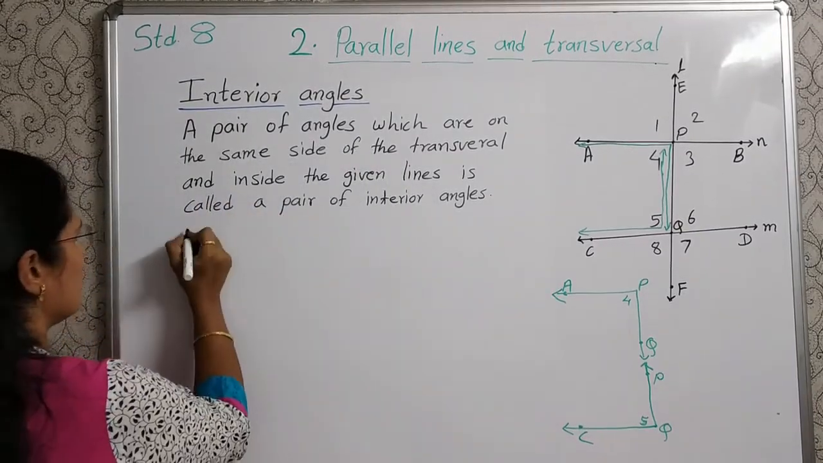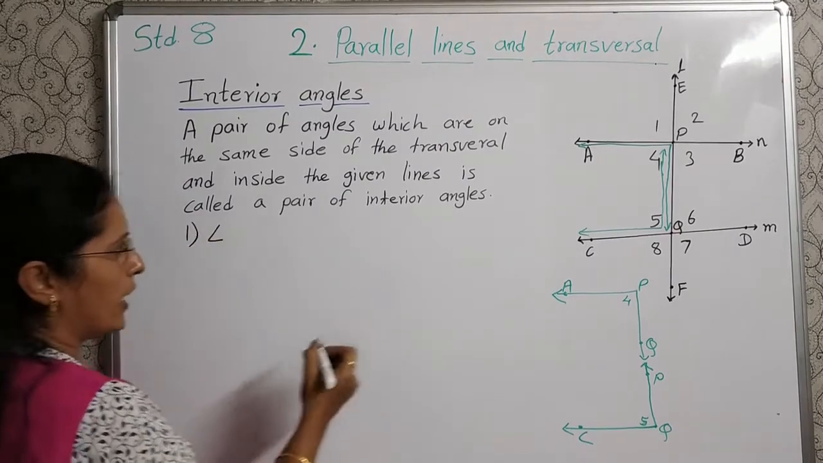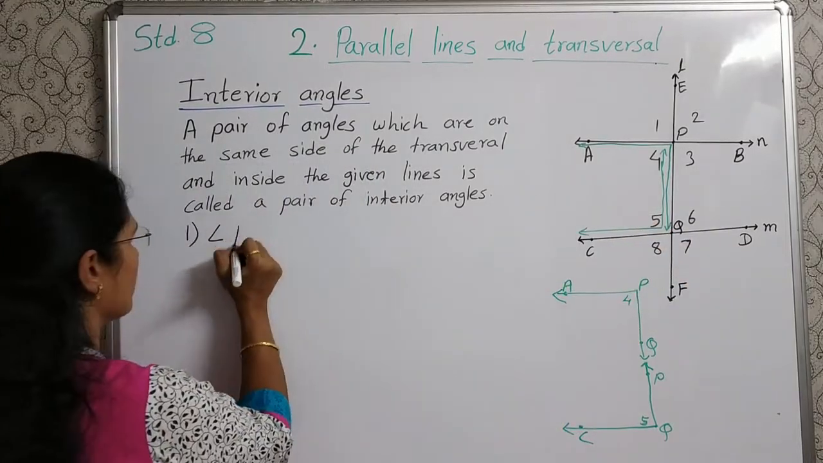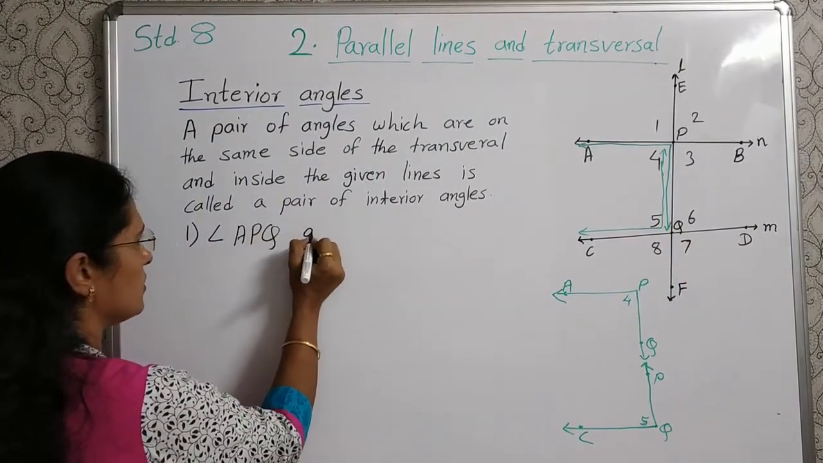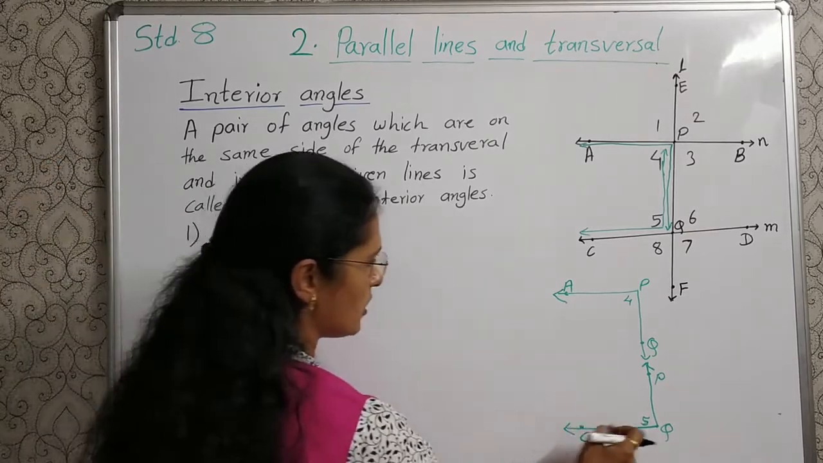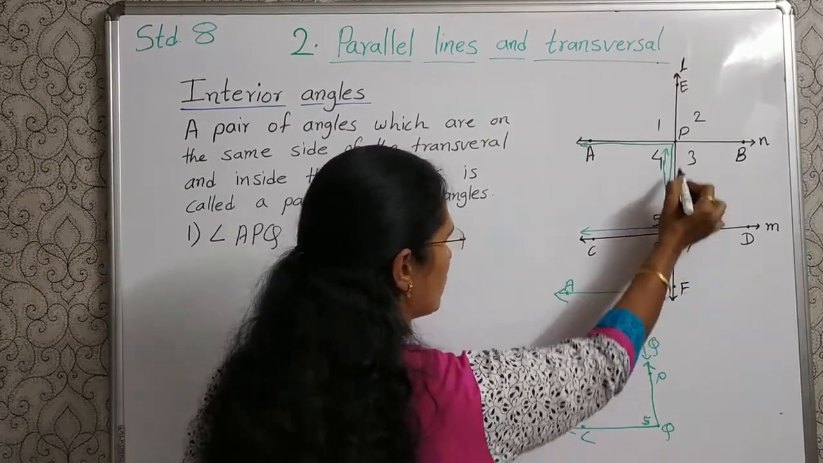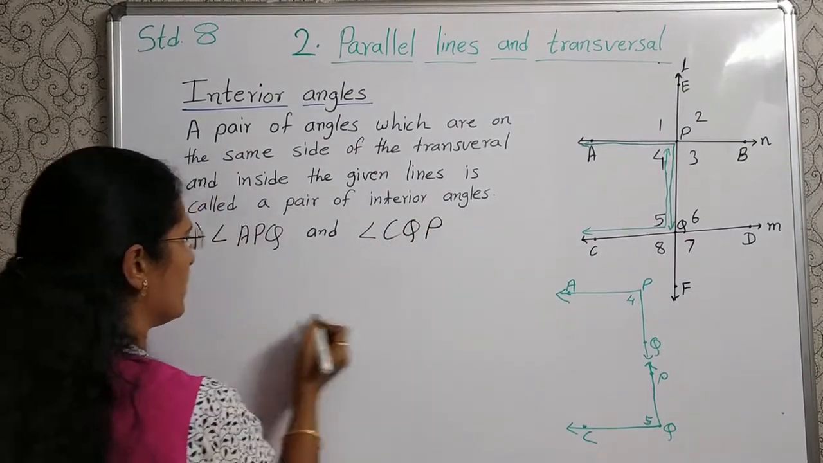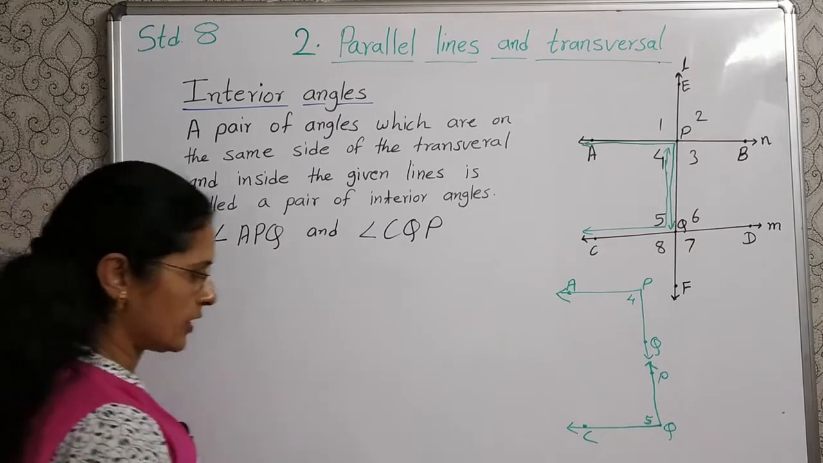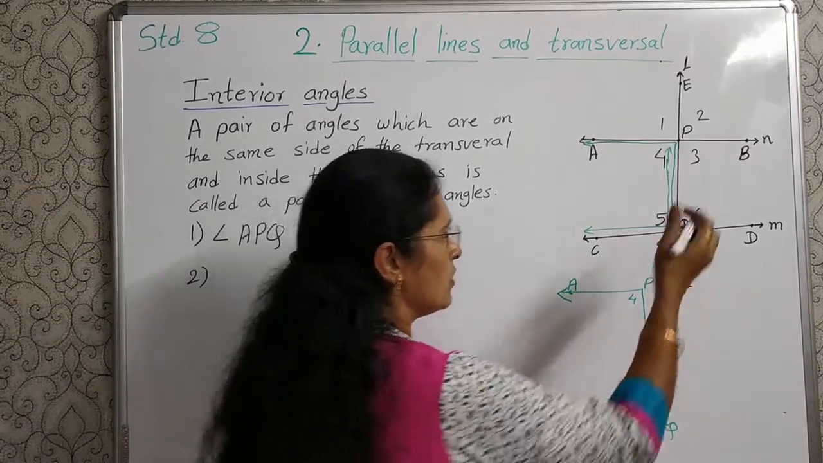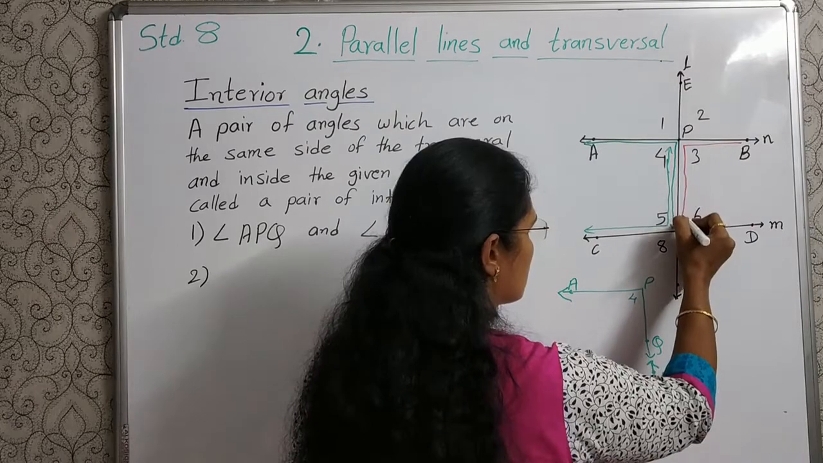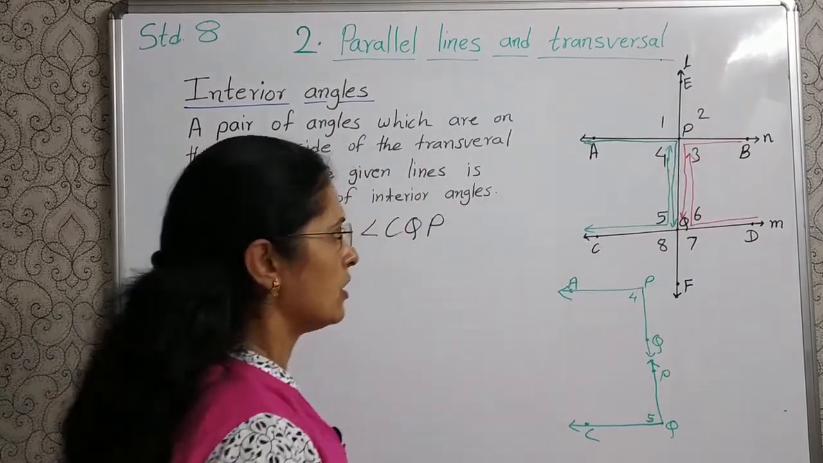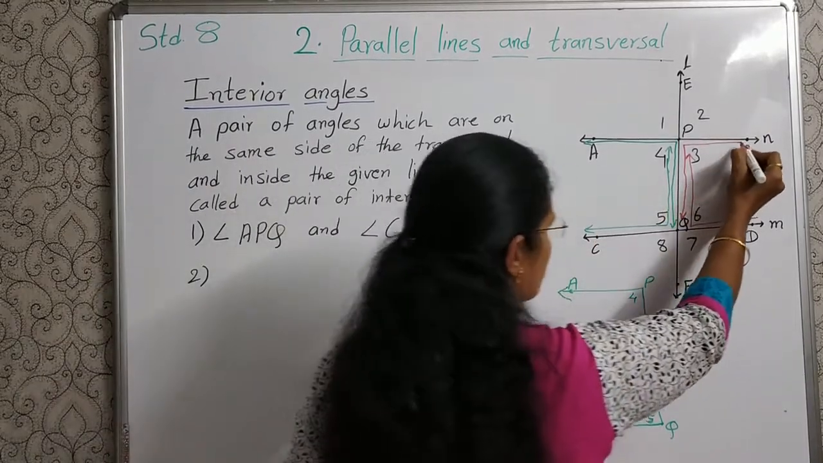We'll write their names here. So the first pair is angle APQ and angle CQP. Now the second pair. Now these two angles form another pair of interior angles.